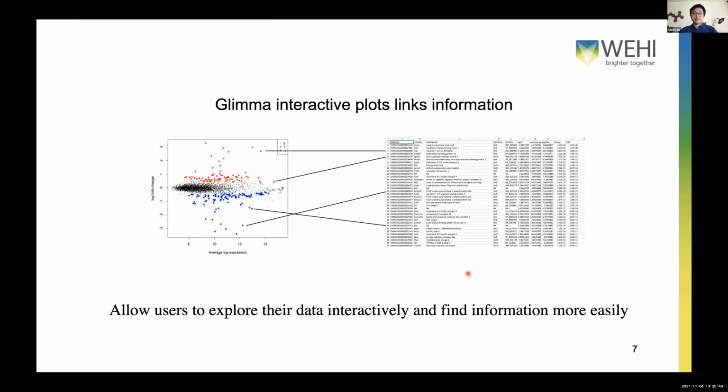So the motivation for the original version of Glimma was to produce something that was interactive and allow the collaborators to explore their own data and link up the information between the plot and the table, such that these questions can be answered by the collaborators themselves without having to come back to us.